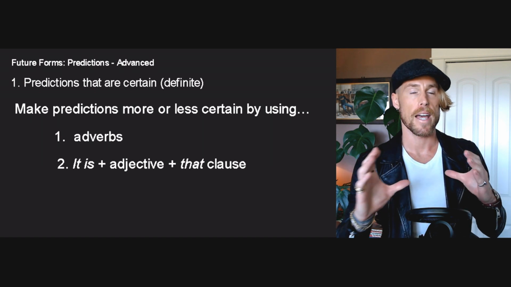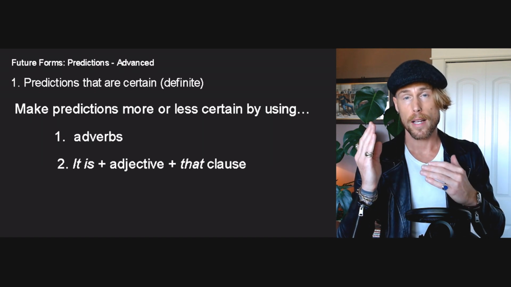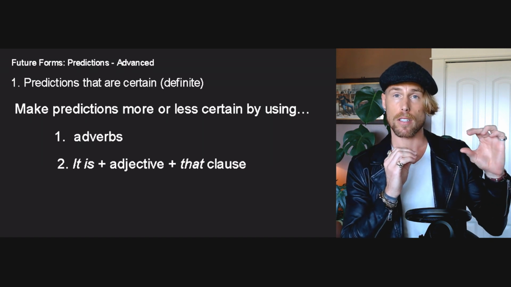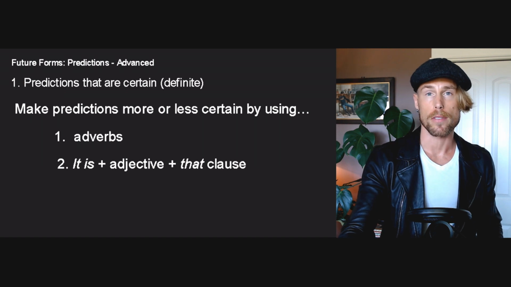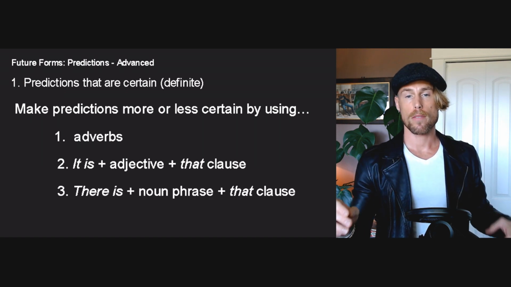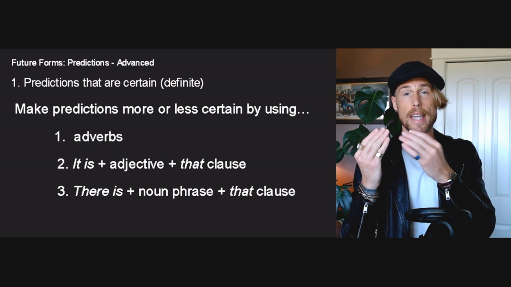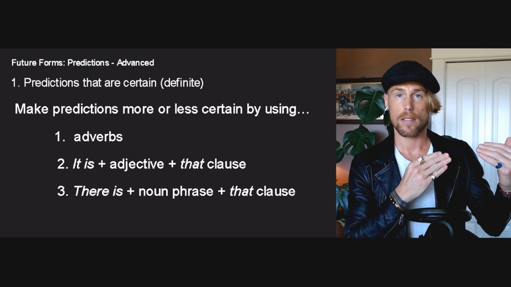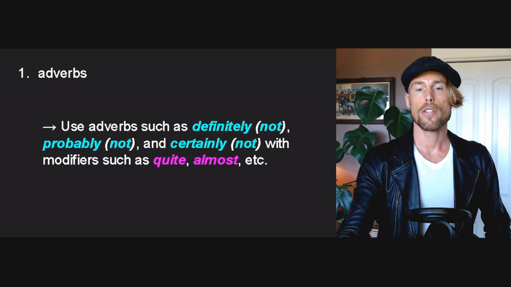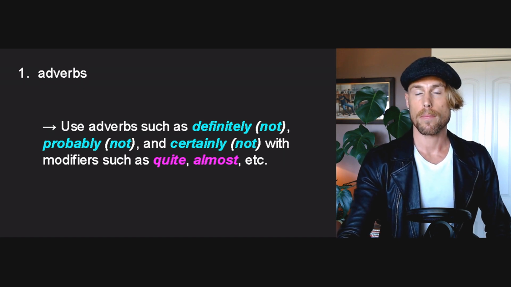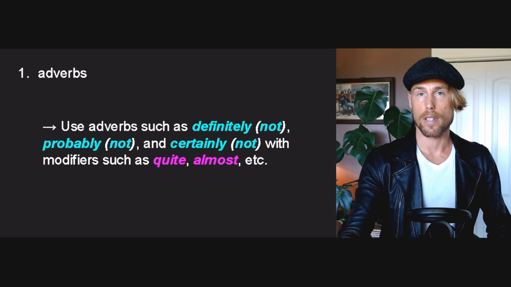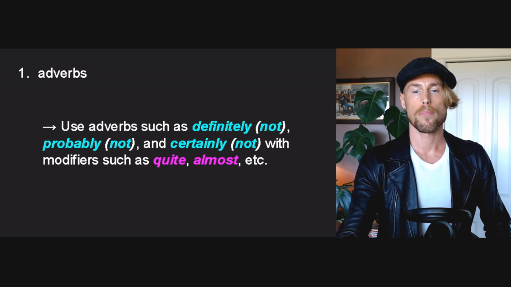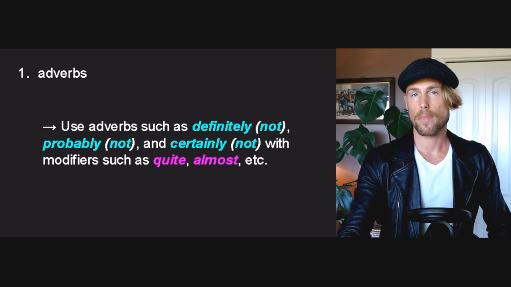We can also make predictions more certain or less certain by using adverbs and certain expressions. It is plus adjective plus a that clause. I'll show you some examples in a moment. Another expression, there is plus a noun phrase plus a that clause. First, let's take a look at adverbs. Use adverbs such as definitely or definitely not, probably or probably not, certainly, certainly not, with modifiers such as quite, almost, etc.